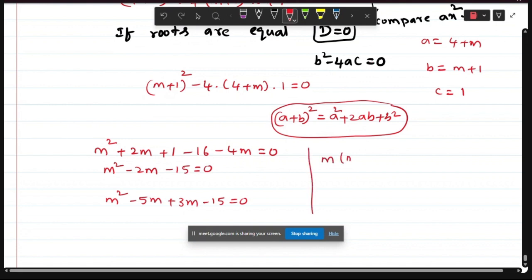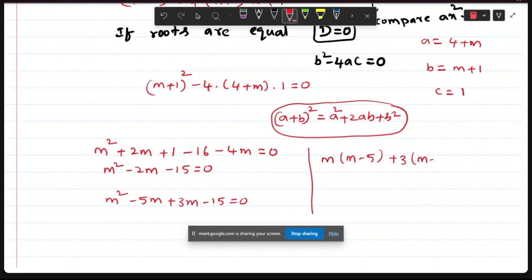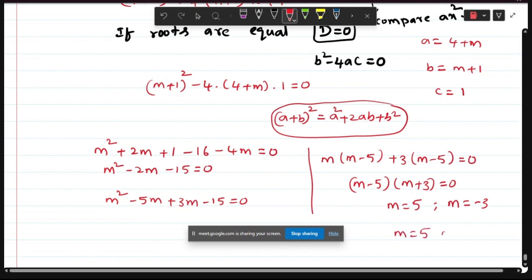Here m is common: m into (m minus 5), plus 3 into (m minus 5). So m minus 5 is common: (m minus 5)(m plus 3) is equal to 0. So m is equal to 5 and m is equal to minus 3. These are the points. Therefore m is equal to 5 or m is equal to minus 3.